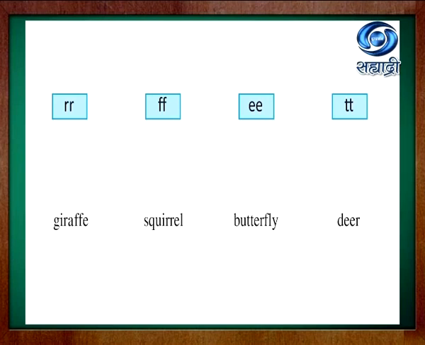Now, can you spot the word which has double E's in it? The word deer has double E's. Let's try to spot the word which has double T's. Can you guess the word? Correct. The word butterfly has double T's in it. I hope you all enjoyed this activity.